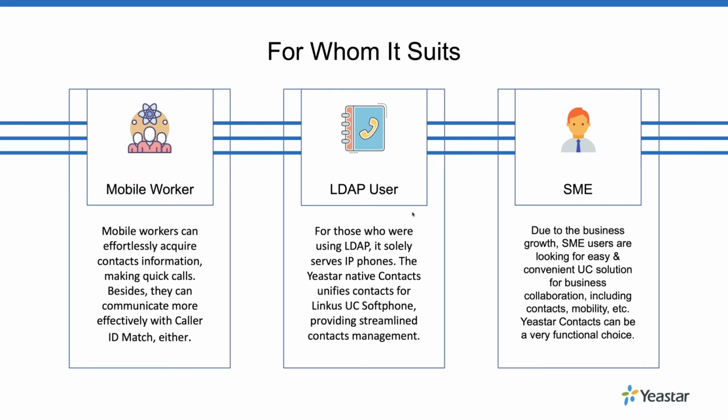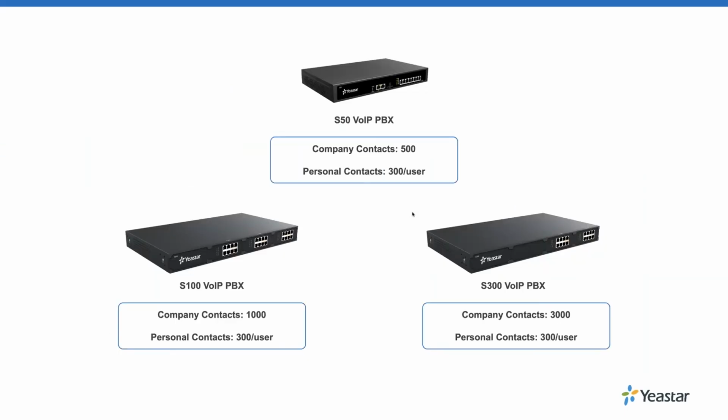Let's keep going. Okay. So the next part I'm going to talk about here will be the capacity. Talking about the contacts feature, we just need to figure out the capacity on every single model. So on your S50, you will be able to create 500 company contacts maximally. And you will also be able to have 300 personal contacts per user. Keep that in your mind, guys.